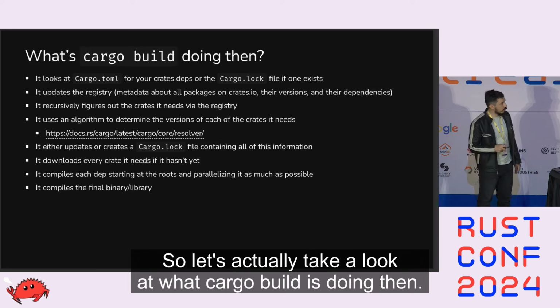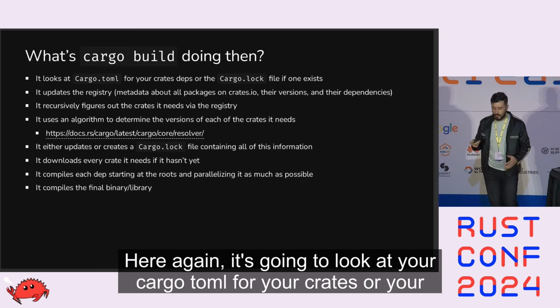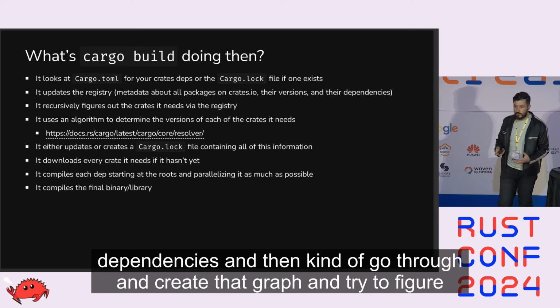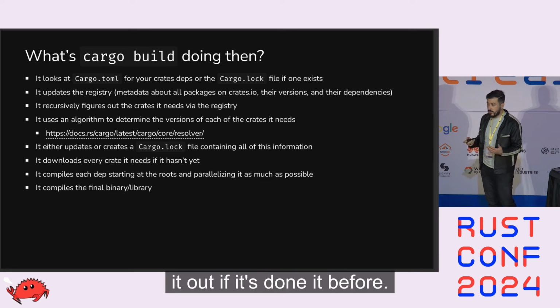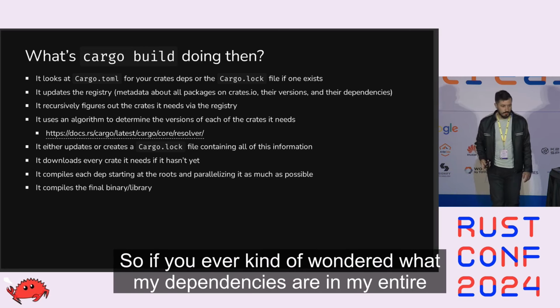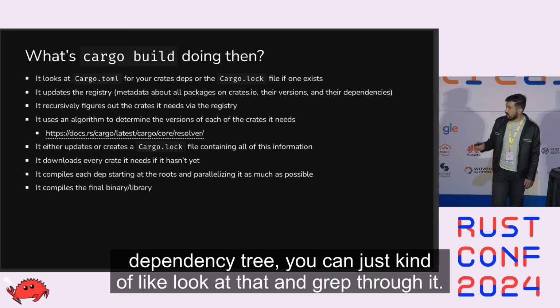So let's actually take a look at what cargo build is doing here. Again, it's going to look at your Cargo.toml for your crates, your dependencies, and then go through and create that graph and try to figure it out. And if it's done it before, it's in your Cargo.lock file, which is also just a TOML file. So if you ever wondered what my dependencies are in my entire dependency tree, you can just look at that and grep through it.